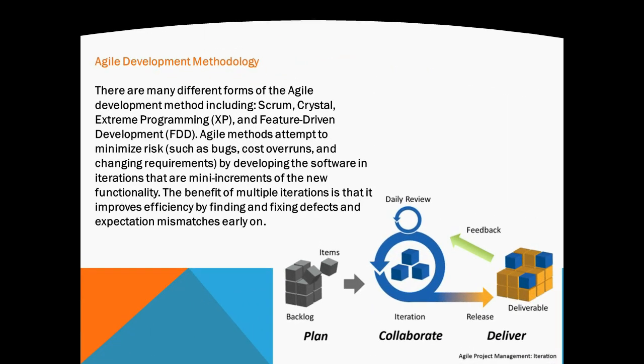The next one is the Agile development methodology. There are many different forms of the Agile development method, including Scrum, Crystal, Extreme Programming or XP, and feature-driven development or FDD. Agile methods attempt to minimize risks, such as bugs, cost overruns, and changing requirements, by developing the software in iterations that are mini increments of the new functionality. The benefit of multiple iterations is that it improves efficiency by finding and fixing defects and mismatched expectations early on.